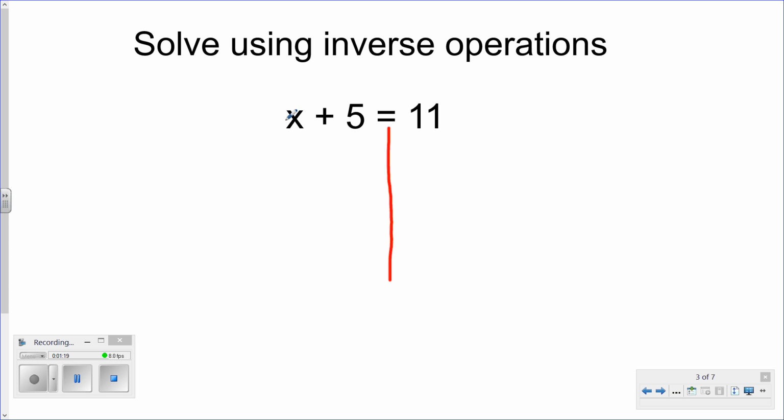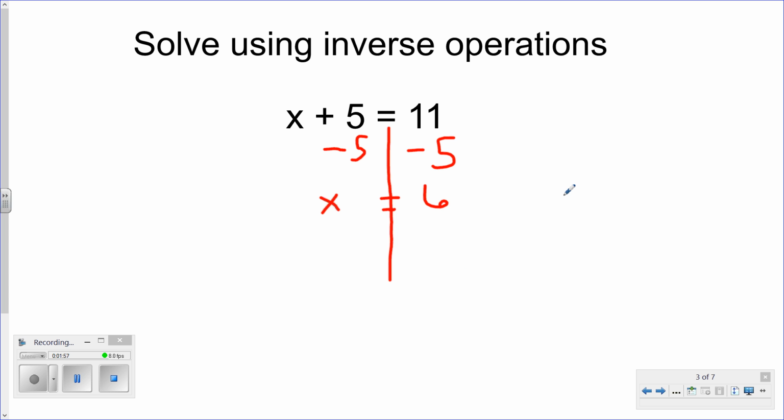So I'm going to look at my variable x, and what's being added to x is 5. What I want to do is get rid of that plus 5 by using the inverse. So I'm actually going to take away 5. That's the inverse of plus 5. To keep my equation balanced, I'm going to have to take away 5 from this side as well. Otherwise, my equation won't be balanced. So when I plus 5 minus 5, those inverse operations actually cancel each other out. And all I have left on this side of the equation is x. And over here, 11 minus 5 is 6. So my solution is x equals 6.